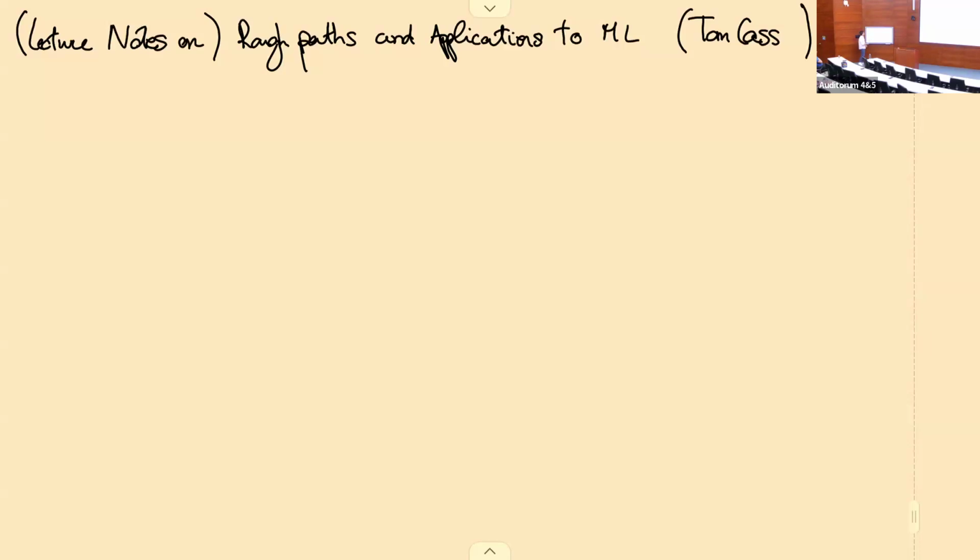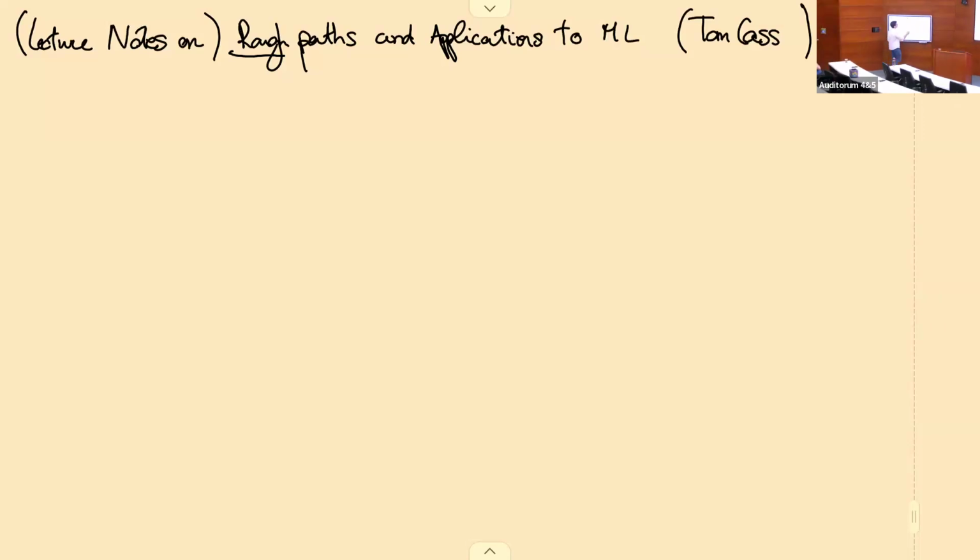The second warning is about roughness. There won't be much roughness in this talk. The paths in this case will be smooth paths rather than rough paths. But I will occasionally comment on how the different results could be extended to a rougher case.